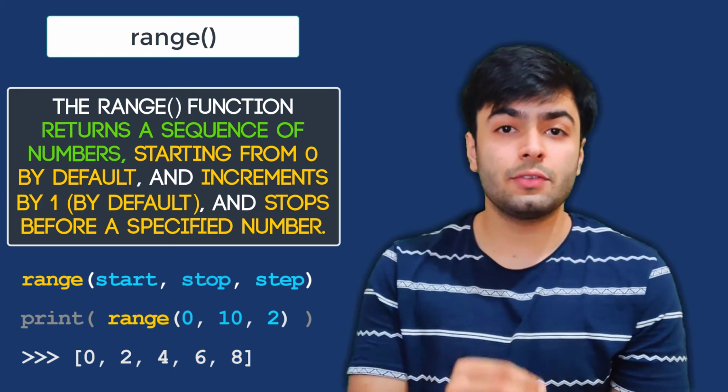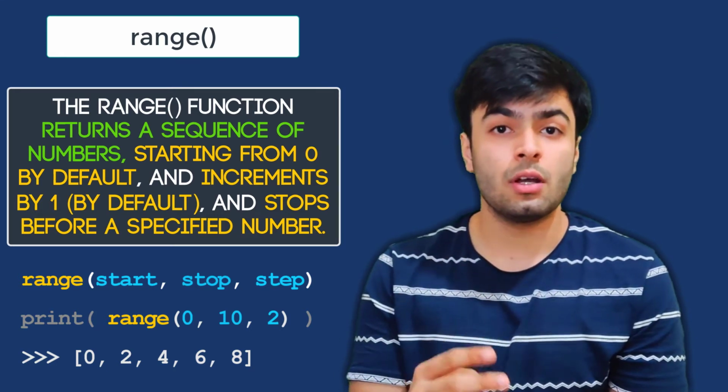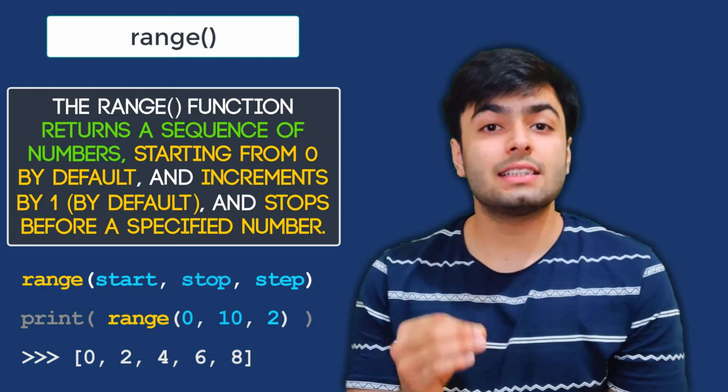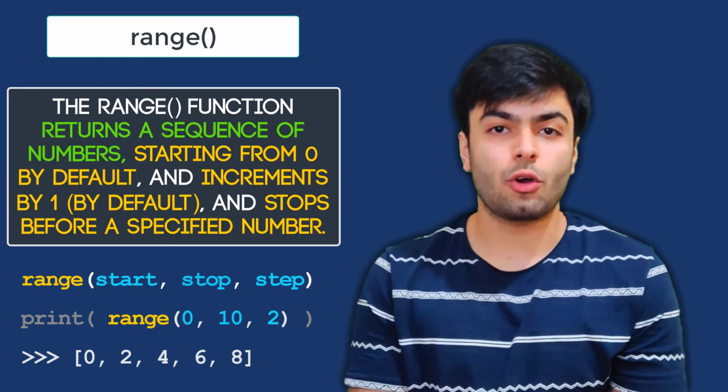Starting from 0, the difference between consecutive terms is 2 due to the step size, and since 10 is not included in the range, we stop at 8. Now that we have all we need, let's begin coding.